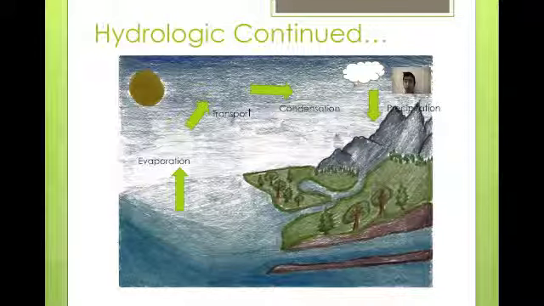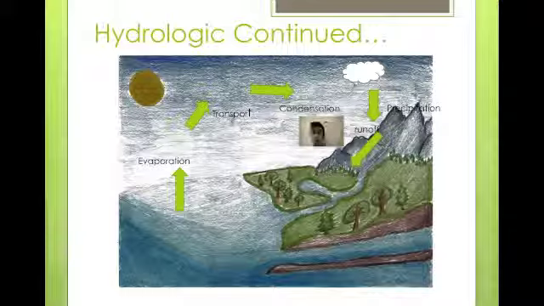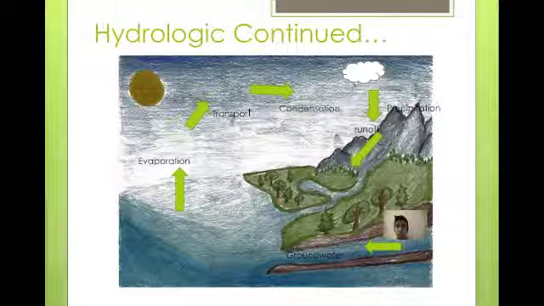The condensed water droplets in the clouds become heavier and then fall to the ground. This process is called precipitation. Most of the water that returns to the land flows downhill as runoff. Some of the precipitation soaks into the ground. This is called groundwater.